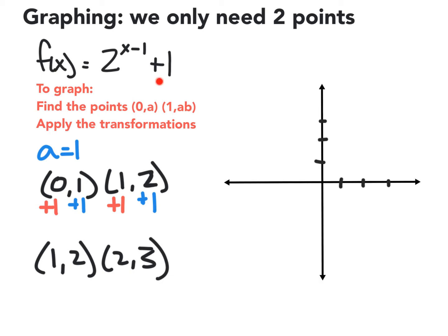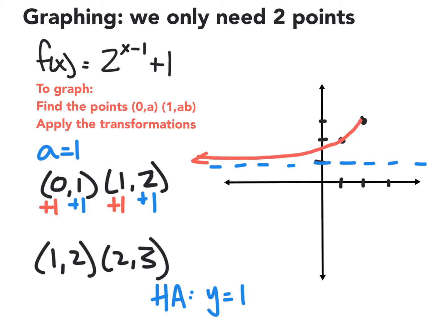Notice that because k is positive 1, we have a horizontal asymptote at y equals 1. So that'll be the very first thing I plot, my horizontal asymptote. Now I'm going to plot those points, (1, 2) and (2, 3). And then it's exponential growth since b is greater than 1, so I start from the left and rise through these points. And that's the graph of f(x) = 2^(x-1) + 1.